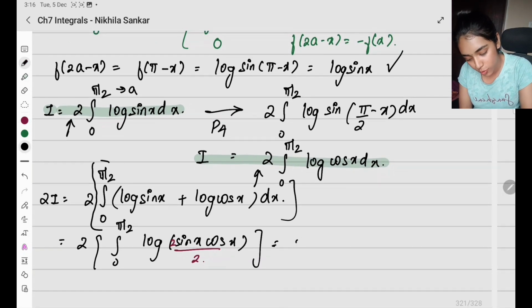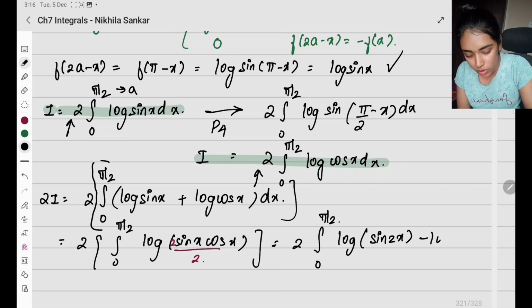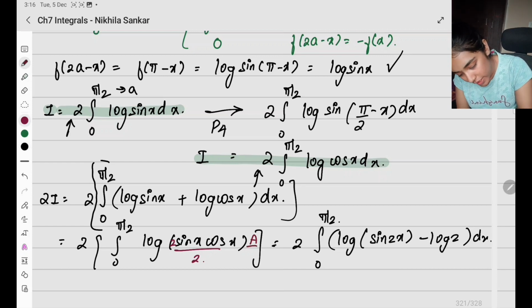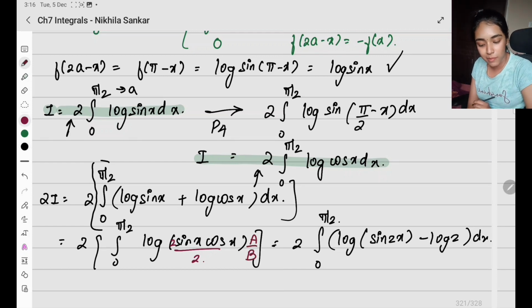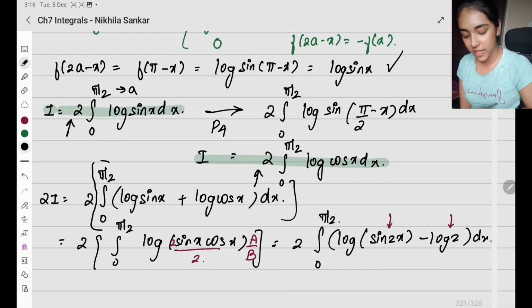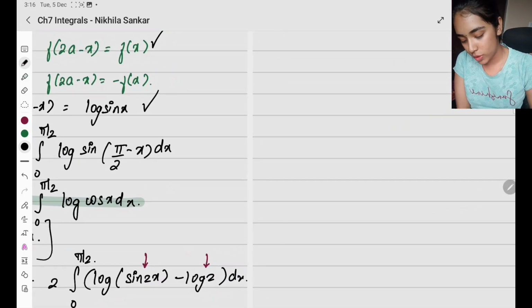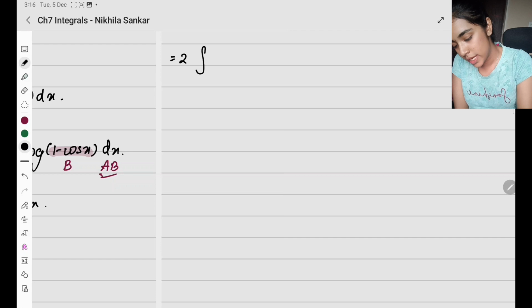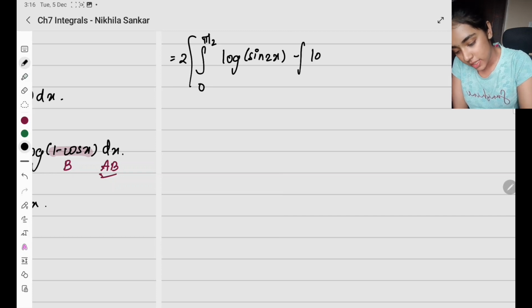We did a similar example question earlier. So we have 2 integral 0 to pi by 2 log of 2 sin x cos x, which is sin 2x, divided by 2. I can write it as minus log 2 times dx. Correct? This is again of the form log of a divided by b. So I can write it as log of a minus log of b, where my a is sin 2x and b is 2. So log of a minus b. So now this becomes my question. So I have 2 times integral 0 to pi by 2 log of sin 2x minus integral 0 to pi by 2 log 2 times dx.